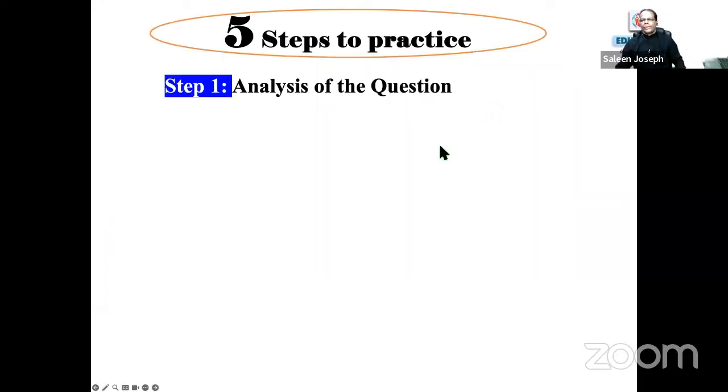Step 1, analysis of the question. Always look into the question and take time with patience. Understand the question. What does the question mean? What are the hedging words? Hedging words means keywords.